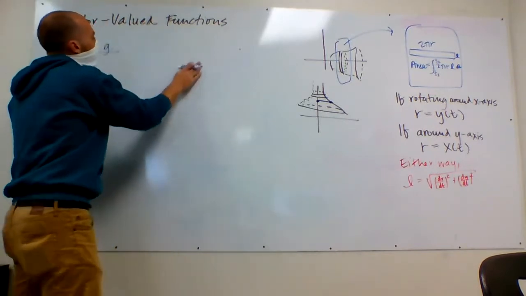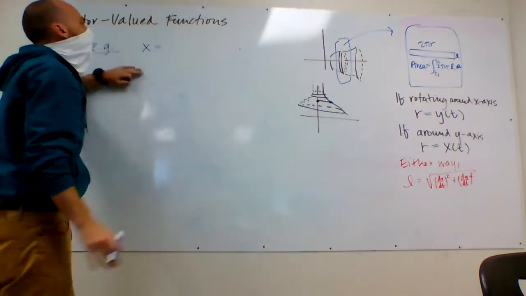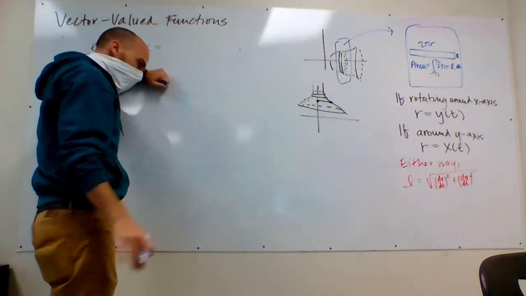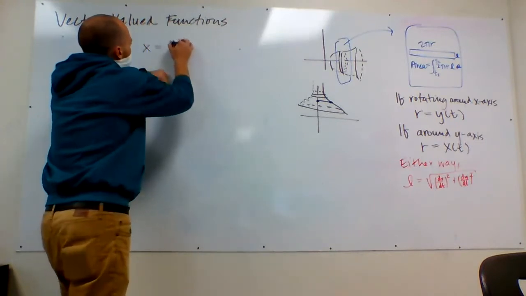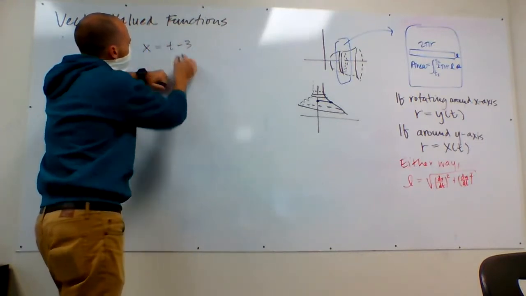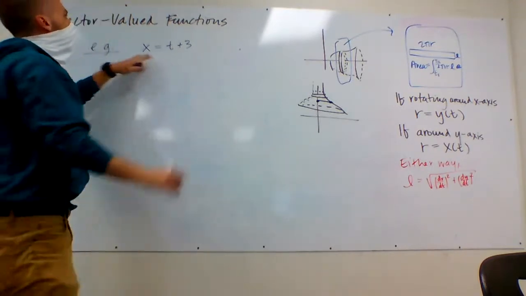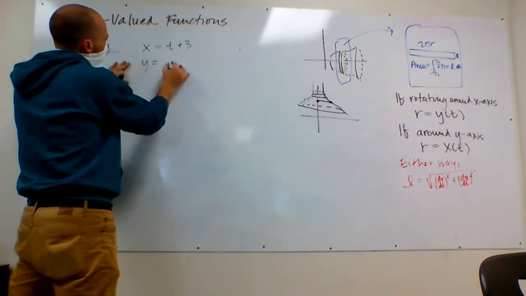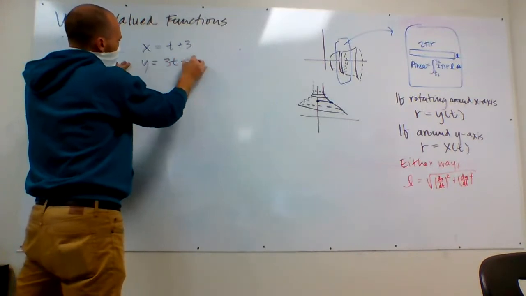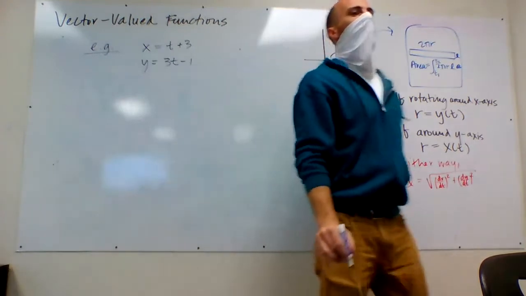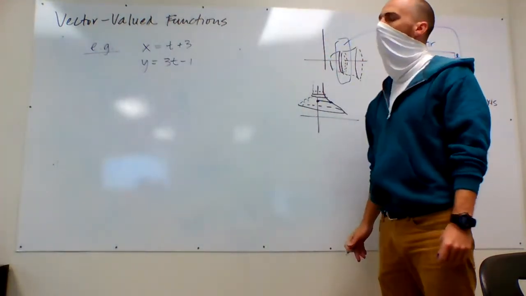Let something like x equal t plus 3, yes, that's what I want, because I want this to be good and in the first quadrant. And then y is going to be, let's say, 3t minus 1. If x and y are both linear in t, then the graph will be a line.